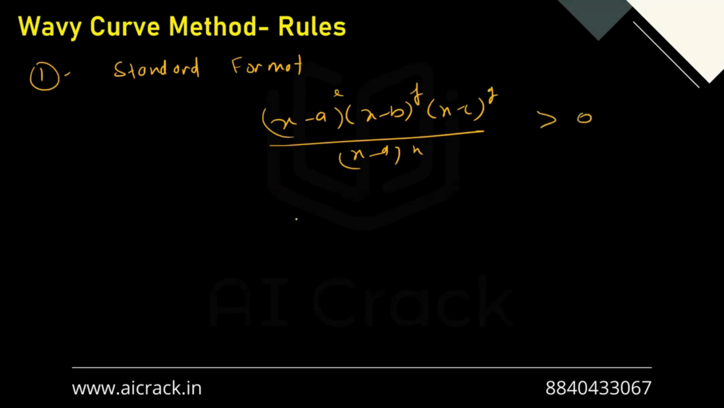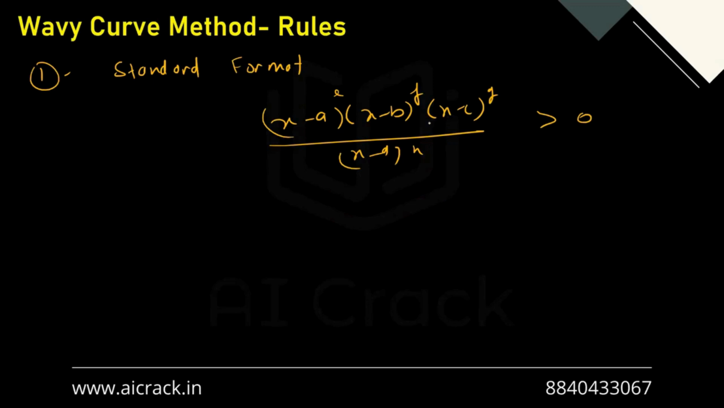It shouldn't look like (a minus x), (x minus b), and divided by (d minus x). It shouldn't look like this one. It should always be in this particular format. These powers can be odd or even, it doesn't matter, but it should have x minus a, x minus b, x minus c, and x minus d, and not b minus x, c minus x, that kind of format, right?